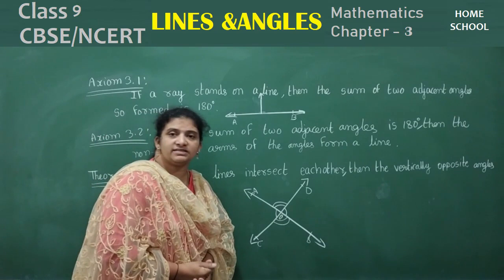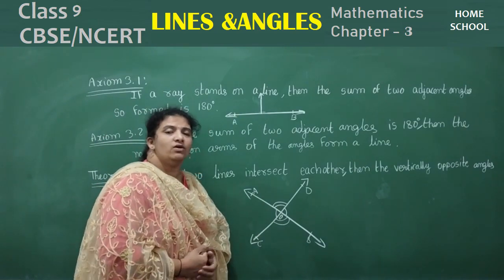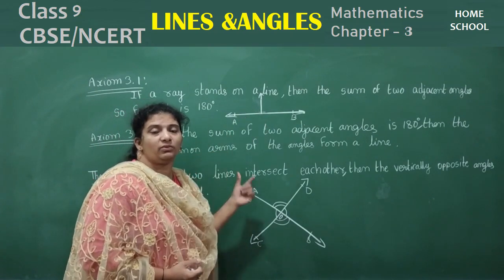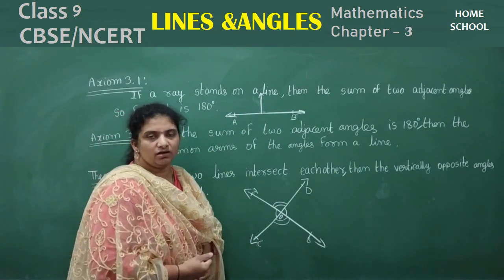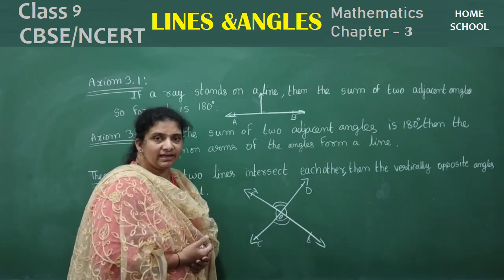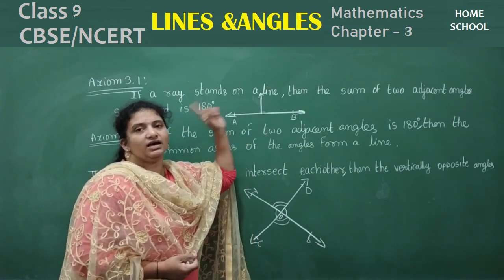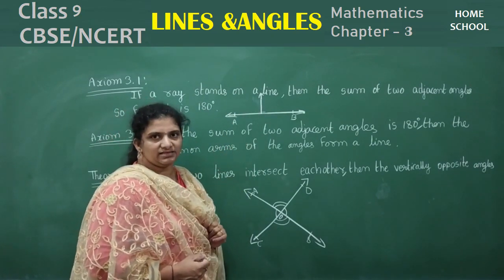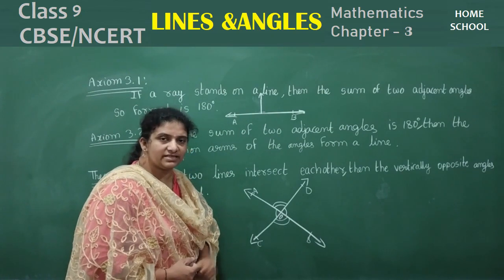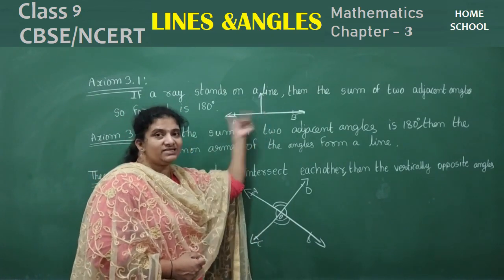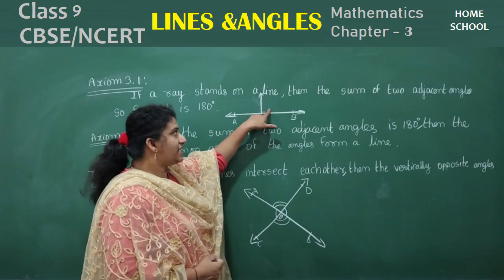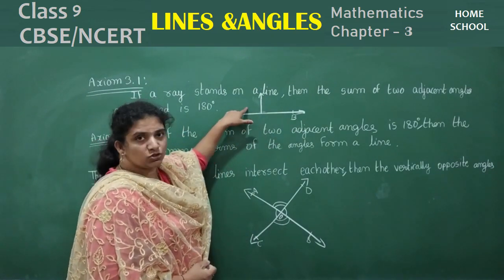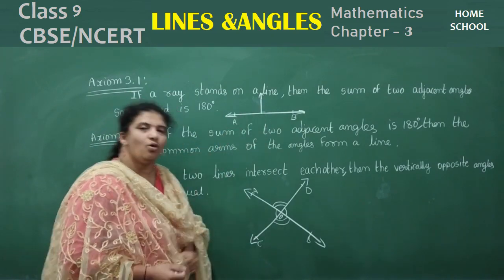What do you mean by adjacent angles? You have already seen now. What is that, children? Having one common arm in between two non-common arms. Okay, so what are adjacent angles? The two angles having a single common arm. So these two are adjacent angles. But now what does our axiom say? If a ray stands on a line, then the sum of this angle and this angle, the sum of these two adjacent angles, is 180 degrees.